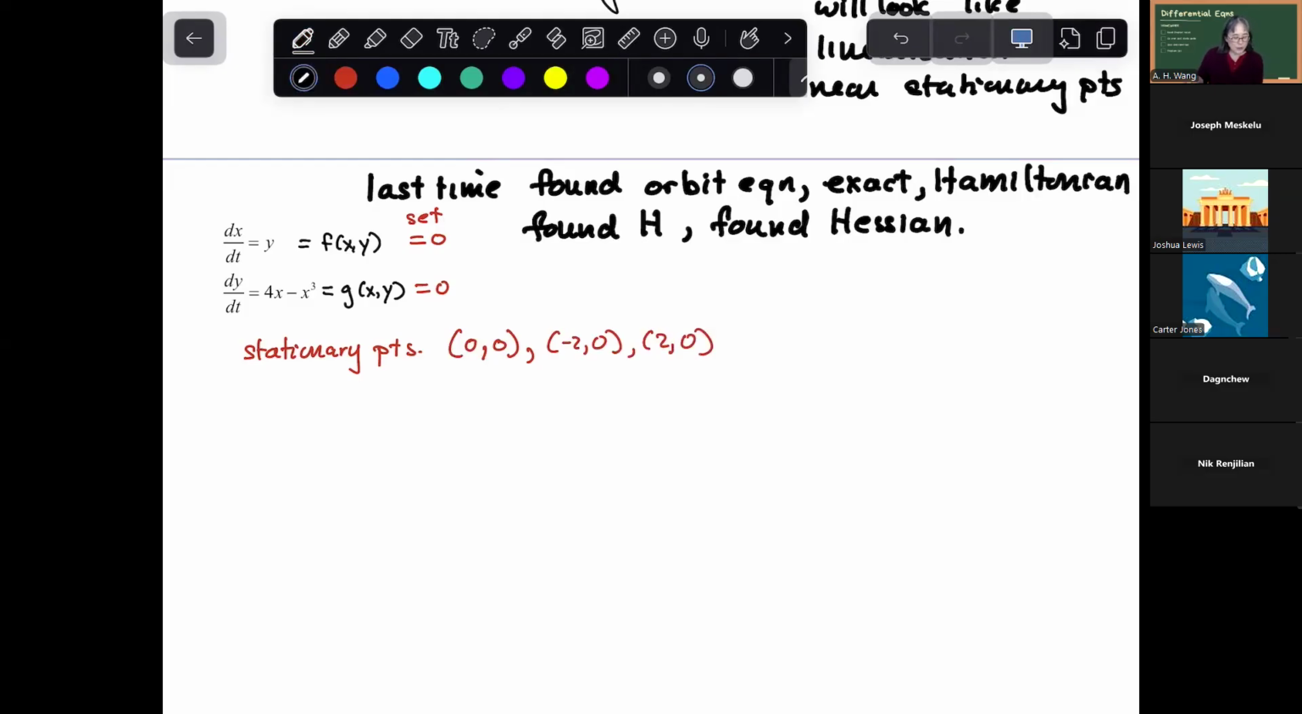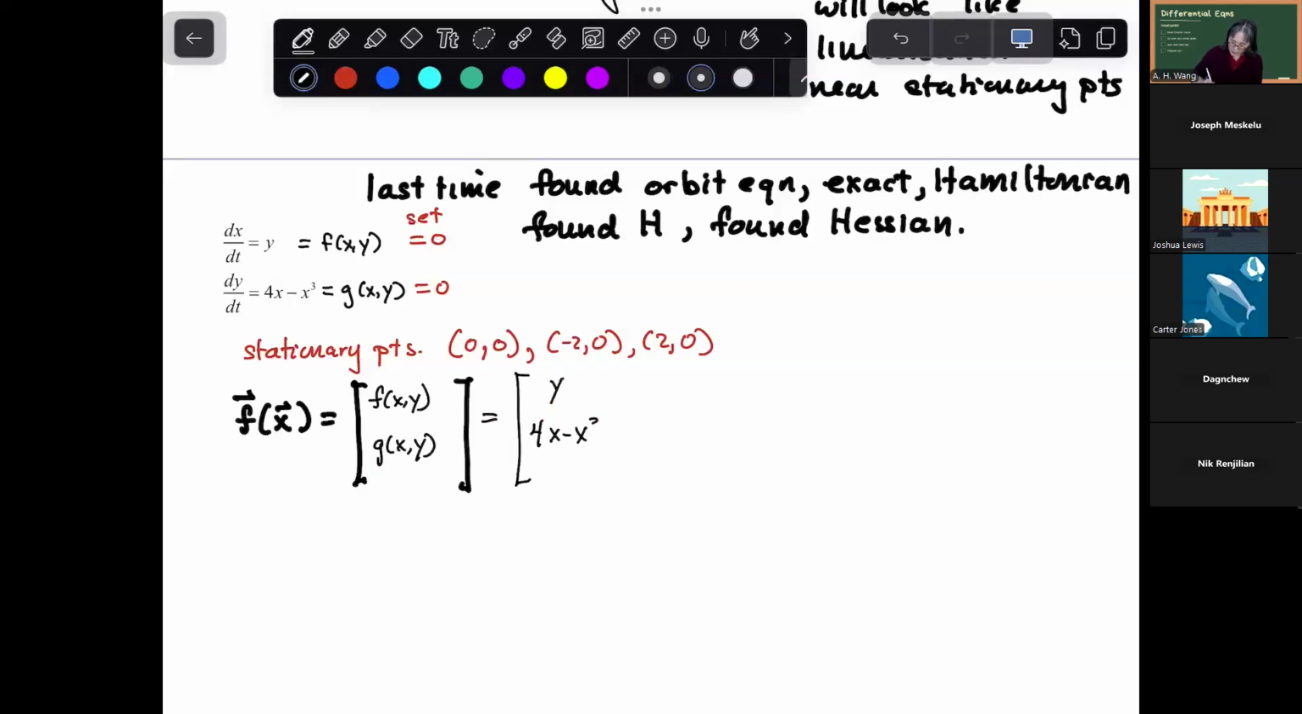Now what you want to do is go ahead and write down the F. Now, who is the F? Remember, x is (x, y). So remember what this really is. This is F of (x, y), and this is the x right here, and G of (x, y). Let me go ahead and write that down. This is equal to the y, and this is the 4x minus x cubed.